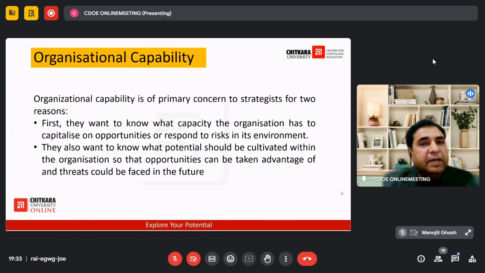So in organizational capability, two things primarily have to be taken care of. First are the opportunities and the risk. If organizational heads, the strategic decision makers, can work on the opportunities and reduce the risk of their existing product or services, there are chances that no one can stop them from being the topmost or one of the best organizations in the coming time.